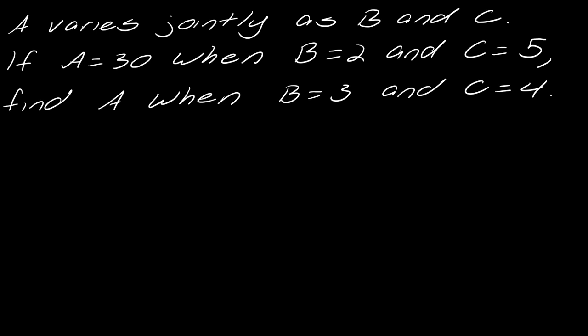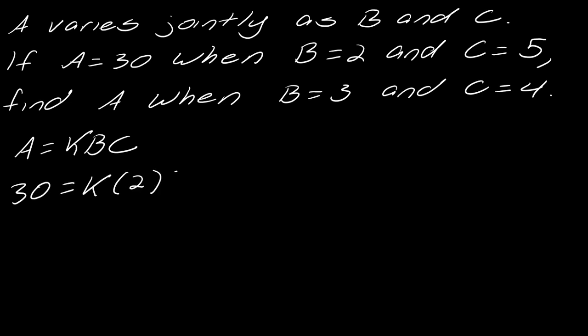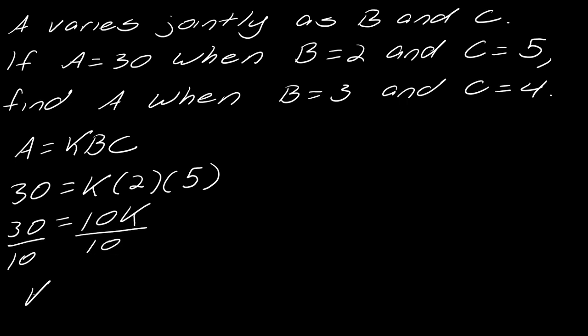So I've got A varies jointly as B and C. So first I write down my variation equation. That's going to be A equals KBC. If A equals 30 when B equals 2 and C equals 5, now we can solve for K. So this is really 30 equals 10K. And if I divide both sides by 10, I get that K equals 3.